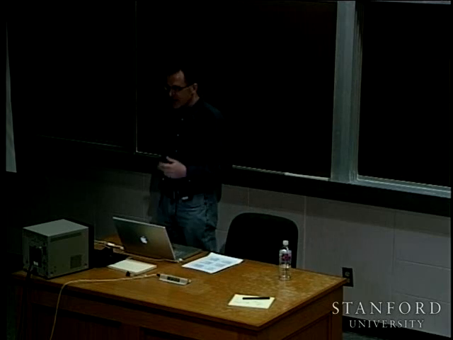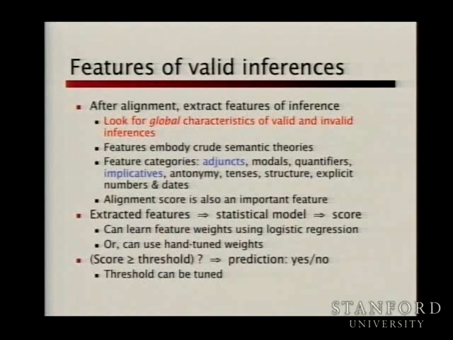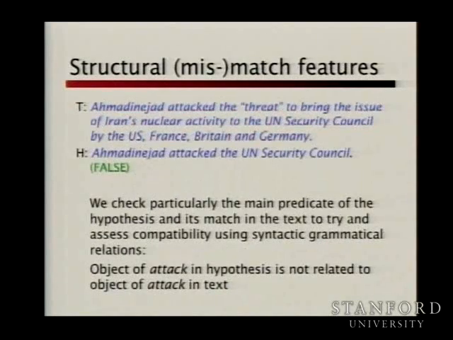And so this means that we have imprecise but not non-existent crude semantic theories that deal with a lot of the phenomena of natural language. So adjuncts, modals, quantifiers, implicatives, antonymy, tense, all of this stuff is in there in various ways. And effectively, what happens then is the quality of the alignment and all this other stuff is fed into a final logistic regression classifier. So I'm just going to mention a couple of the kinds of things that we look for and how they can give us more value.